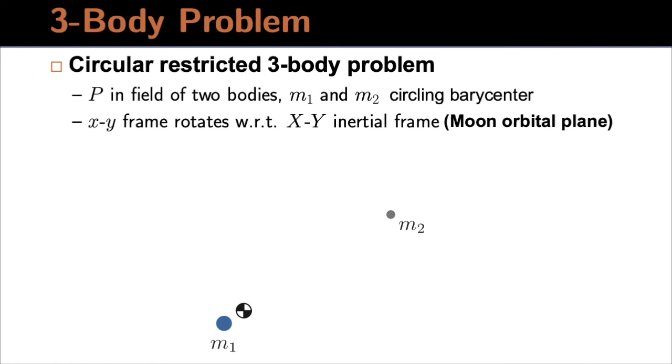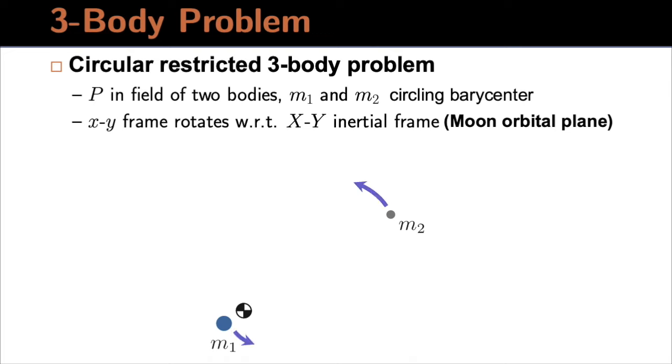All right, so the circular restricted three-body problem, the reason it's called restricted is because you're looking at a spacecraft, or idealized as a point P, in the field of two massive bodies, M1 and M2, that are both in orbit about their barycenter. And in the simplest approximation, we assume that they're on a circular orbit. I know that the Earth and Moon have an eccentricity, but a lot of the phenomena in this simplified model carry over.